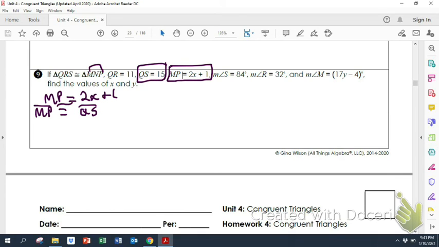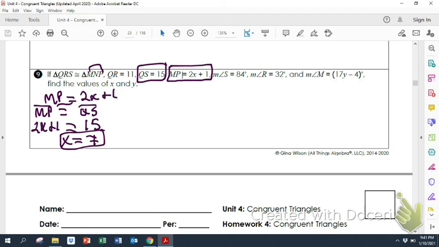So we can then say MP is equal to 2x plus 1, and MP is congruent to QS. So we can go ahead and substitute that in, and we can say that MP, 2x plus 1, is equal to 15, because we have that information. And if we solve that, we will find out that x is equal to 7. Now, sometimes in these problems, they give you extra information that maybe you don't need, okay? So let's look at another one.